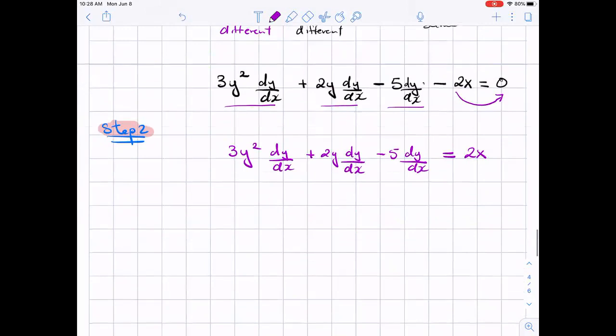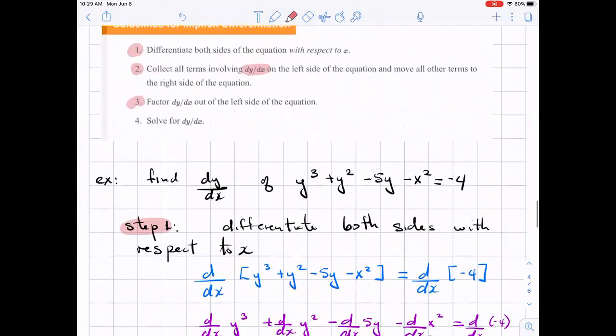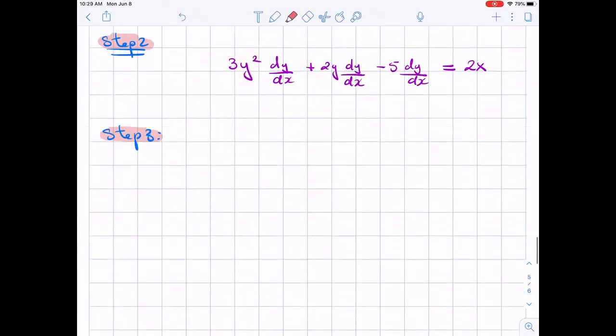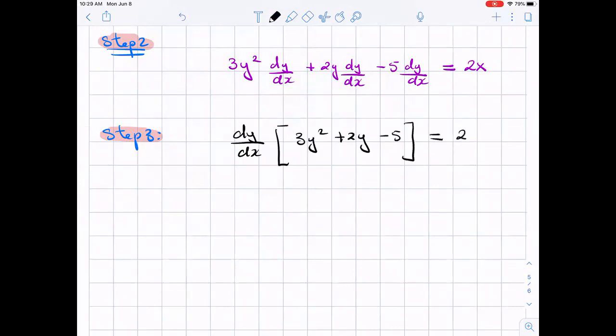Now we move to step 3. Step 3 says that we factor out. So we're looking at step 3 now, which says factor out dy dx. So if we factor out the dy dx, we have dy dx, and if we factor that out, we're going to have 3y squared plus 2y minus 5, and that is equal to 2x.